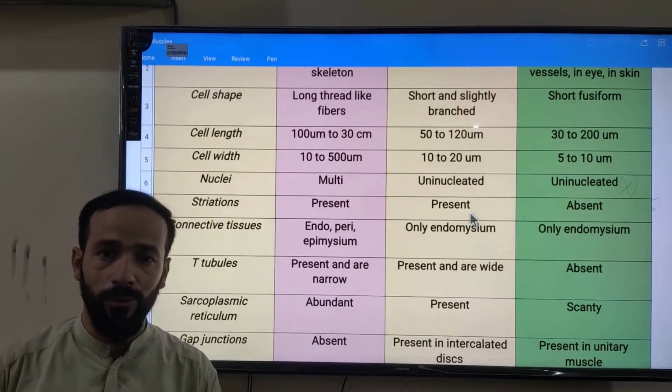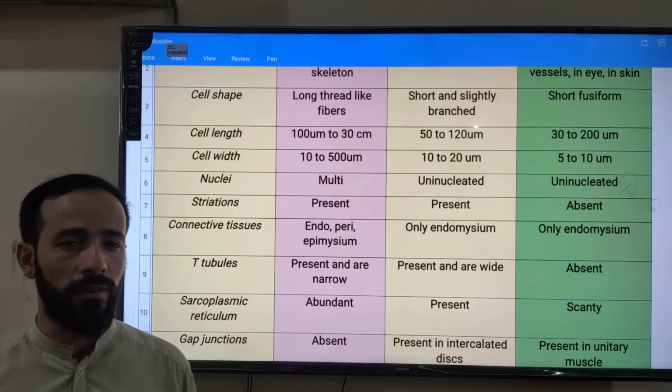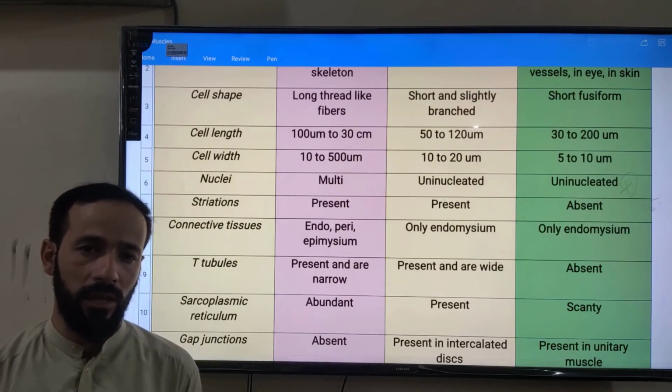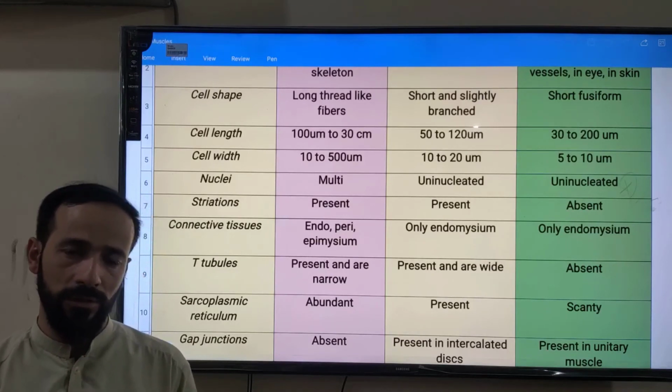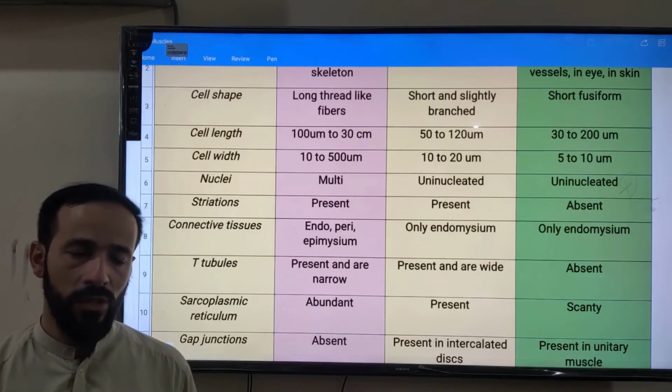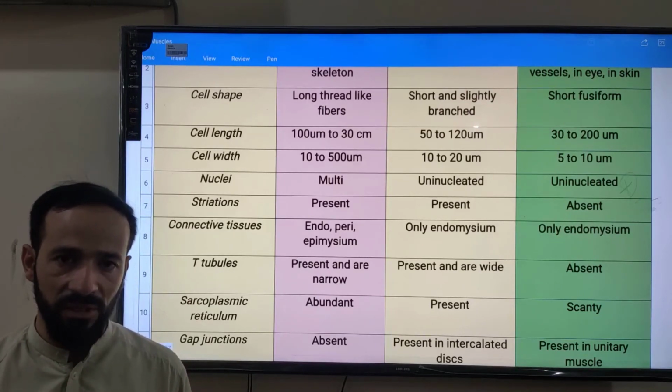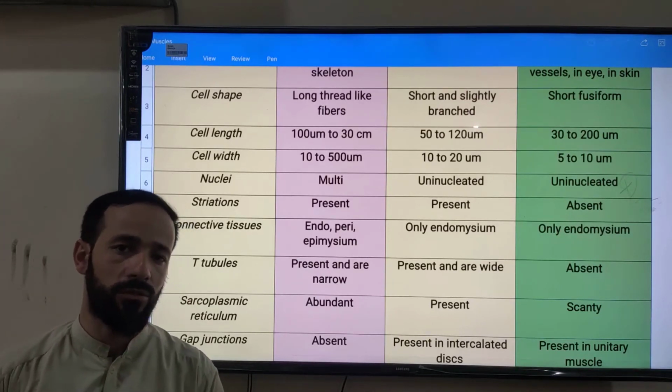Now in the next lecture we will start discussion about the muscles of the upper limb. For each muscle I will discuss its location, its actions, its blood supply, venous drainage, lymphatic drainage and innervation. So see you guys in the next lecture.